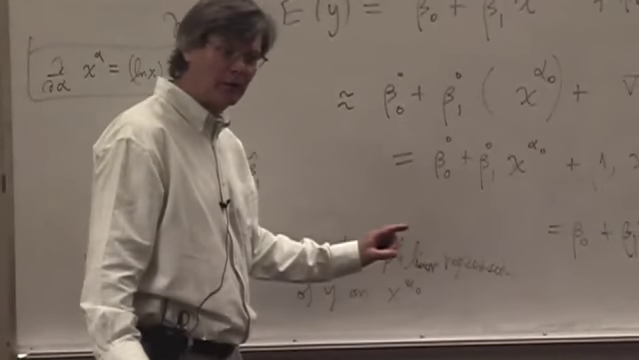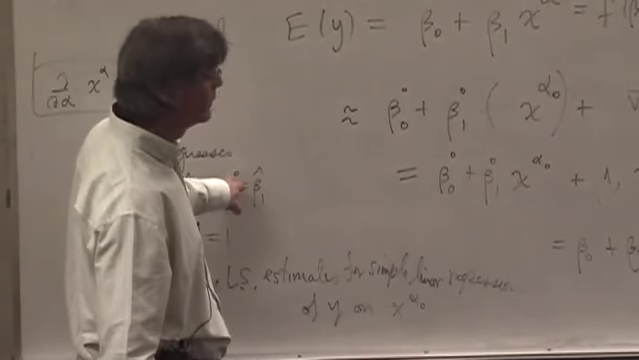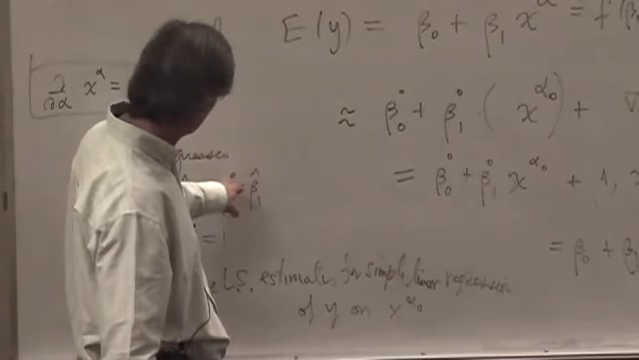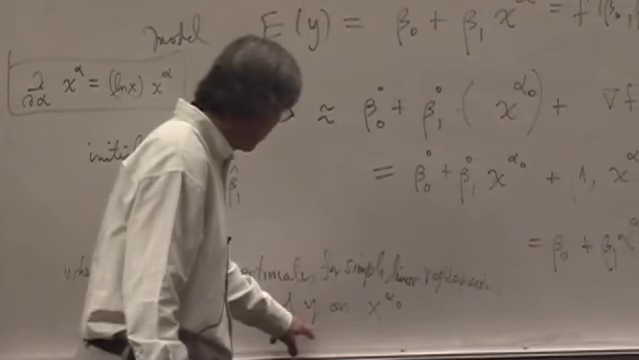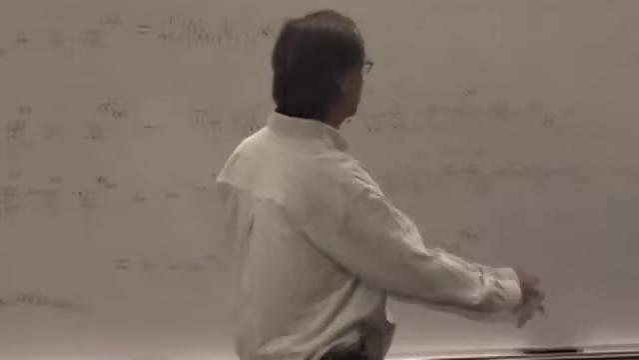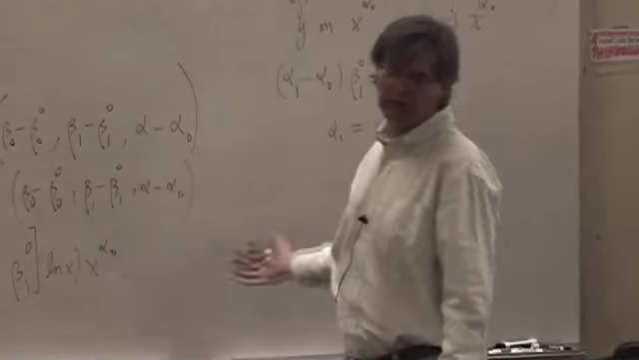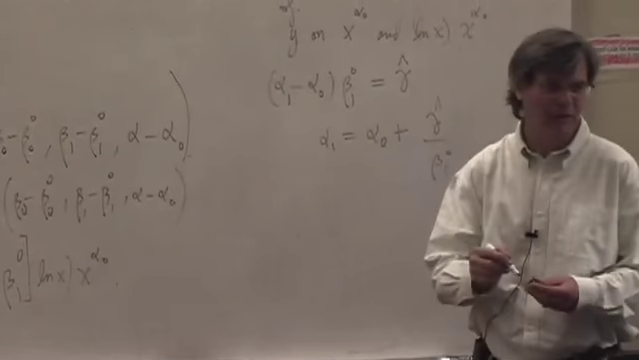So I give myself an alpha naught. I get myself a beta 1 super 0 by regression of y on x to the alpha naught. And then I just go through this process. Now I've got an alpha 1, I replace alpha naught by alpha 1, and do it all again. It's exactly the same with alpha.